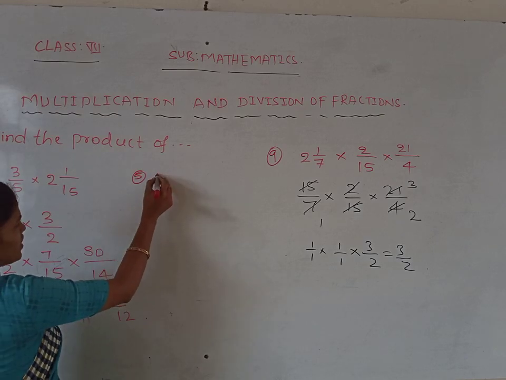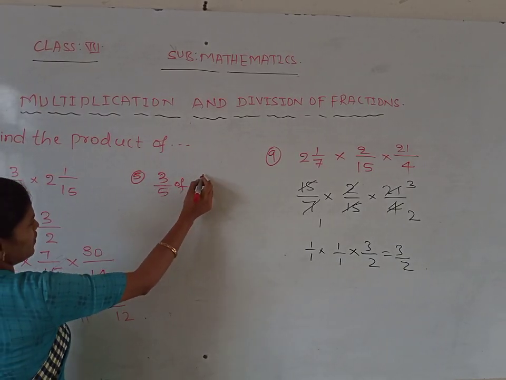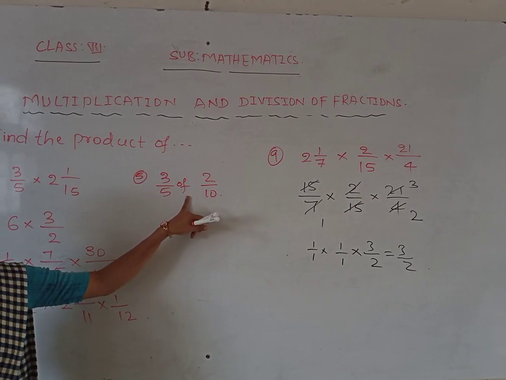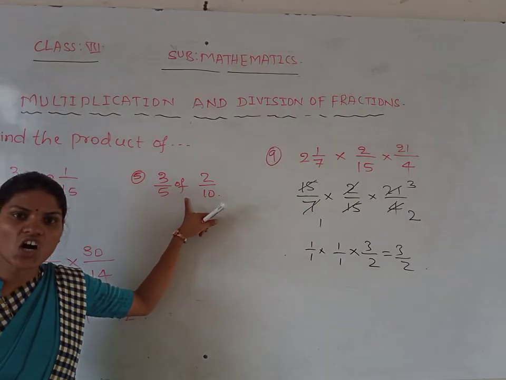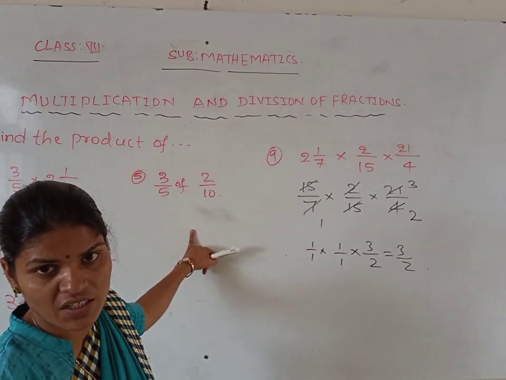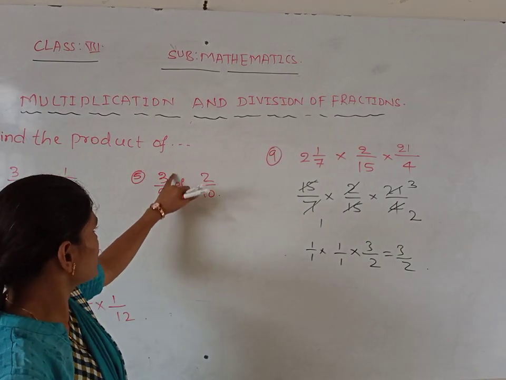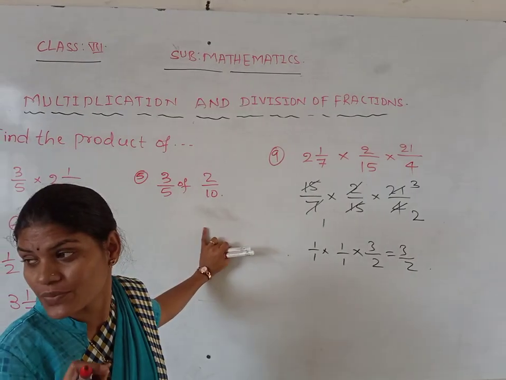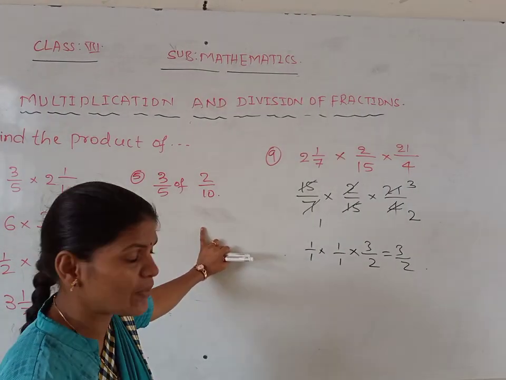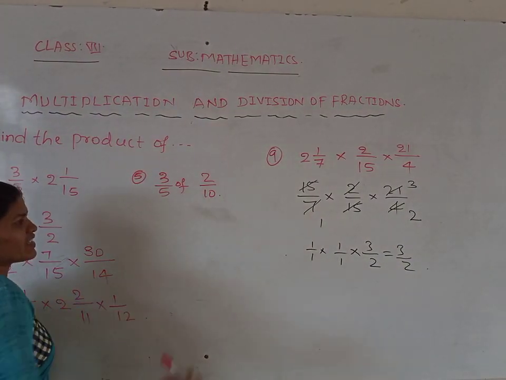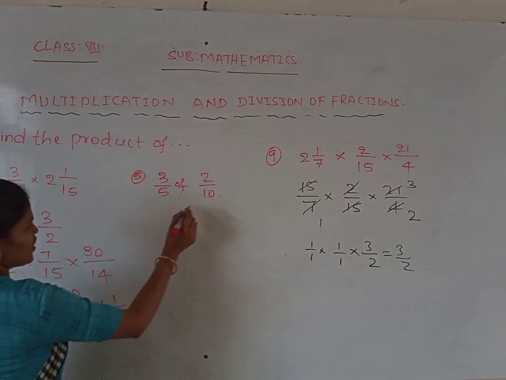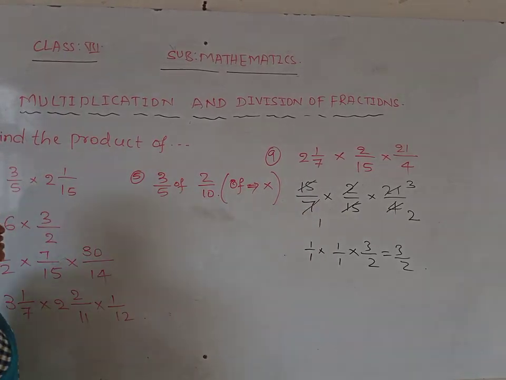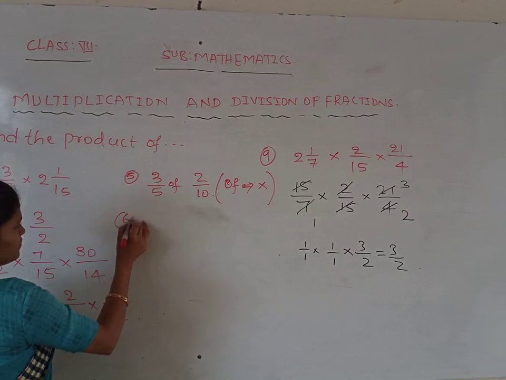So in your textbook, how he has given 3 by 5 of 2 by 10. Here, what is the meaning of of? If anywhere you are getting a of, it is nothing but multiplication. Clear? Suppose if you are getting 3 by 5 by 2 by 10, by what comes? It is nothing but division. Here of means what? Multiplication. Okay, take your next one.